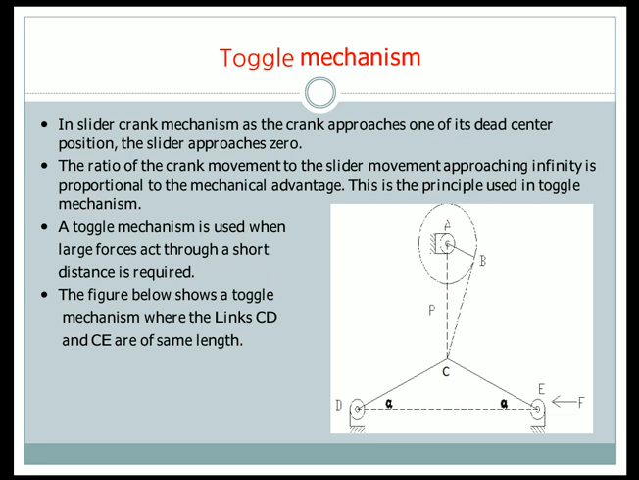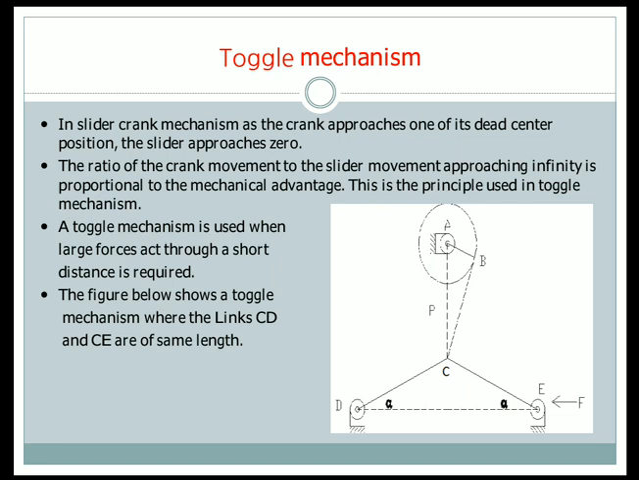So here, the toggle mechanism is used when large forces acting through short distances are required. So this mechanism is used when we need large forces over a short distance. If this is the application, then we have to go for the toggle mechanism.